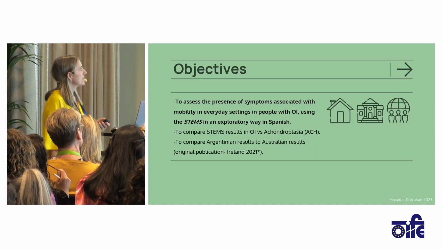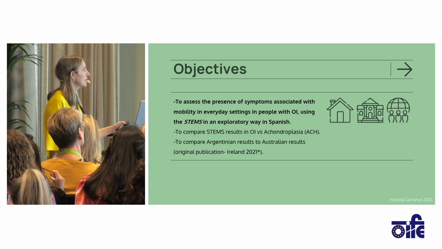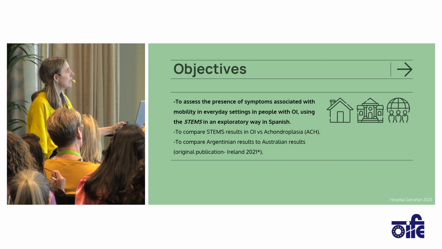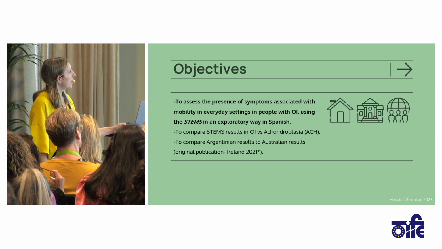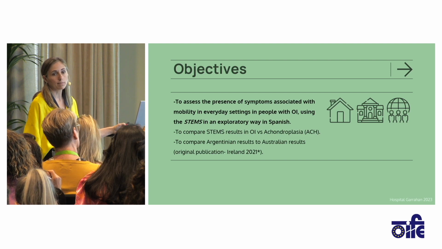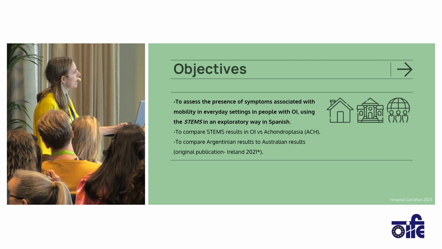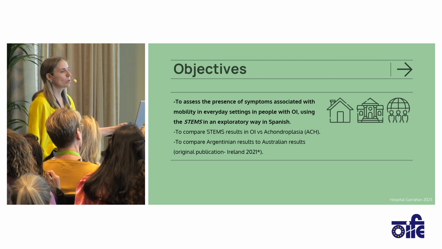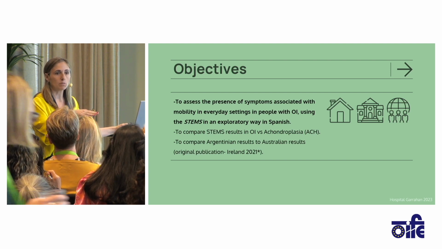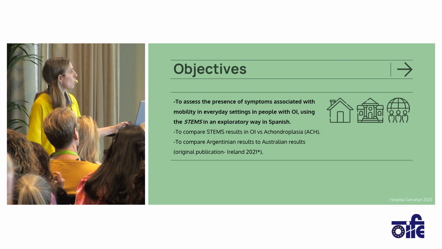So the objective of this study is to assess the presence of symptoms associated with mobility in everyday settings in people with OI using the STEMS, and we translated it to Spanish. And the idea also, like a second objective, is to compare the results of STEMS between OI and achondroplasia, because that was the other larger population that we have in the skeletal dysplasia clinic now in Argentina, and to compare the Argentinian results with the Australian results that were the original publication in 2021.